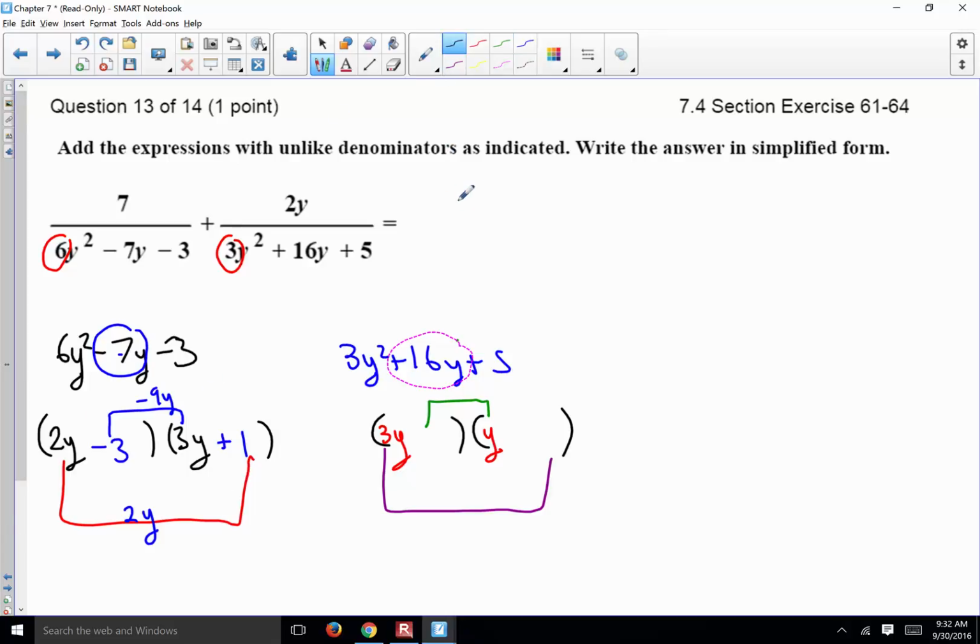So we broke the first one into 2 pieces. First one is 2y minus 3. Second one is 3y plus 1. Perfect. Get me the other one. Any volunteer for this one? You get a reward.